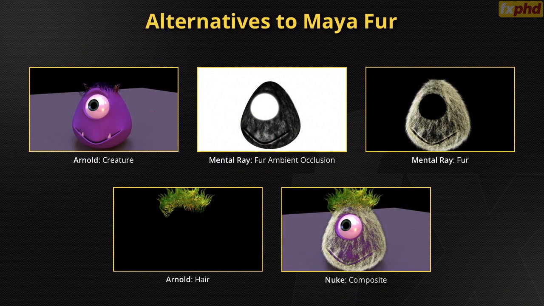One alternative would be to basically split the render. Now, this obviously isn't a particularly brilliant idea, but one that you could adopt if needed. So in this example, I basically rendered out the main creature as an Arnold render. I've then rendered out the fur and an ambient occlusion pass using Mental Ray. I've then rendered out the hair on top of the character's head, again with Arnold, and then I've composited all those passes together inside of Nuke.